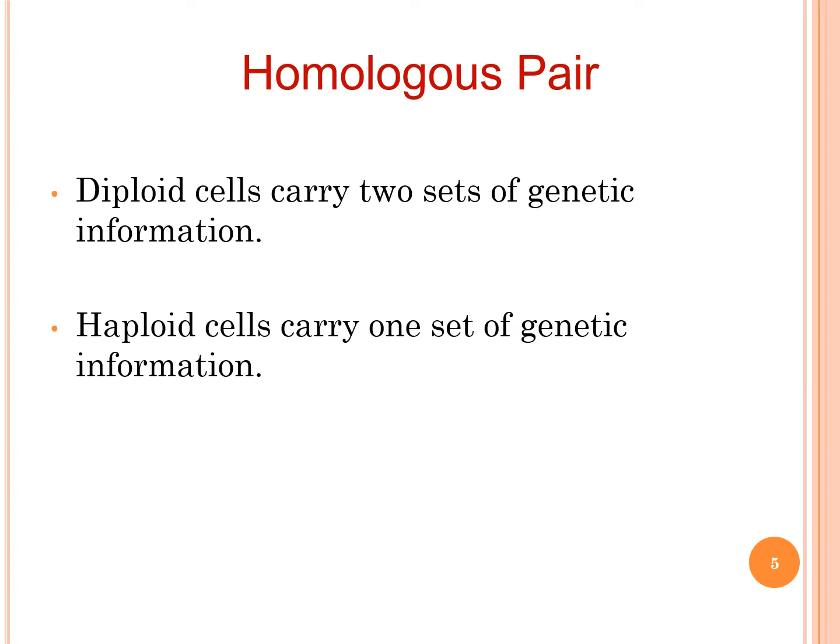So when we think about this homologous pair, like I said, I want to make sure that we're getting our terms correct. Human beings, of course, are diploid, which means we have a set of genetic information that comes from mom. We have a set of genetic information that comes from dad. There are haploid organisms. Bacteria, for example, are haploid. They only have one set because they're not sexually reproducing.